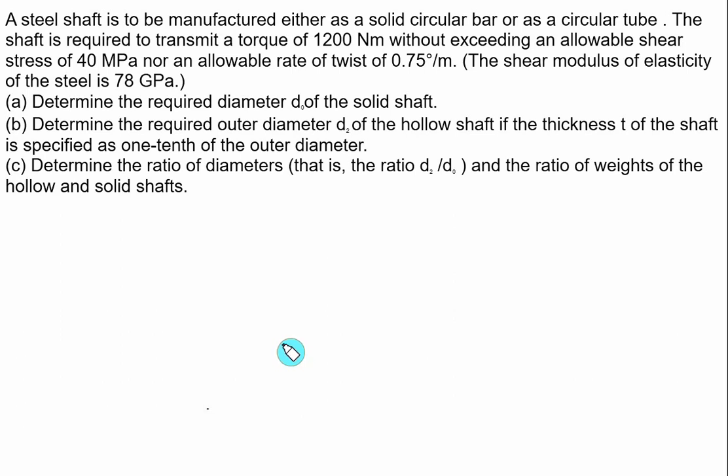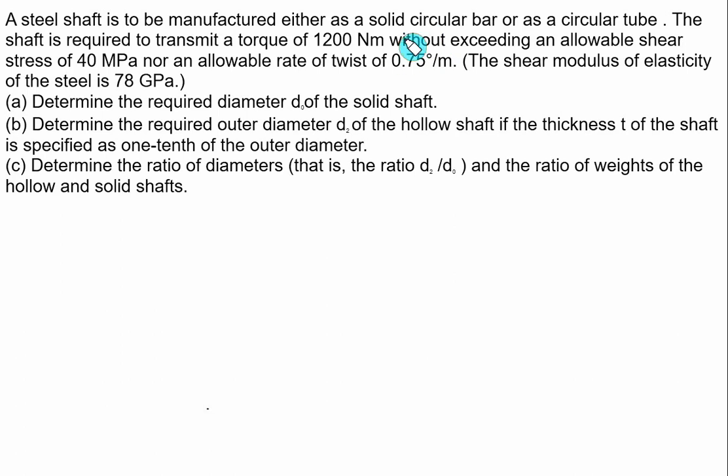To prove this, I will take one sample numerical. A steel shaft is to be manufactured either as a solid circular bar or as a circular tube. The shaft is required to transmit a torque of 1200 Newton meter, for both the solid shaft as well as the hollow shaft, without exceeding an allowable shear stress of 40 megapascal nor an allowable rate of twist of 0.75 degree per meter, and the shear modulus of elasticity is 78 gigapascal.